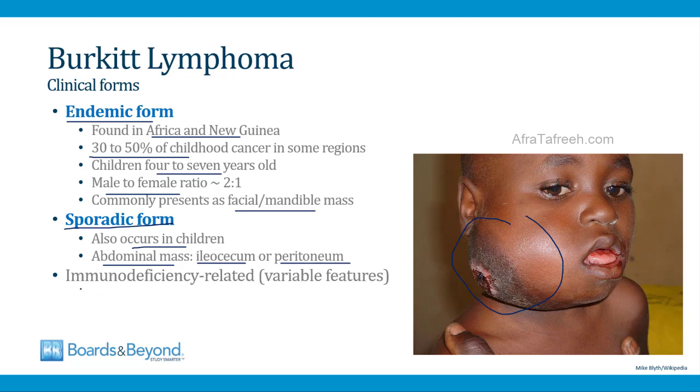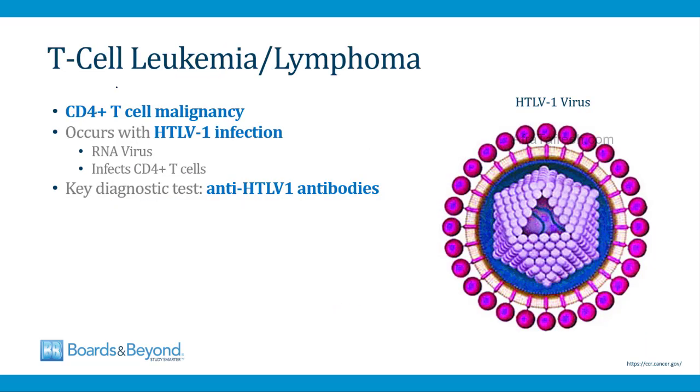And then finally, there's an immunodeficiency related form of Burkitt lymphoma that, as the name implies, develops in patients with immunosuppression, and this form can have a variety of different clinical features. Okay, I'll finish this video by talking about some T-cell forms of lymphoma. In general, the T-cell forms of lymphoma are less common than the B-cell types.